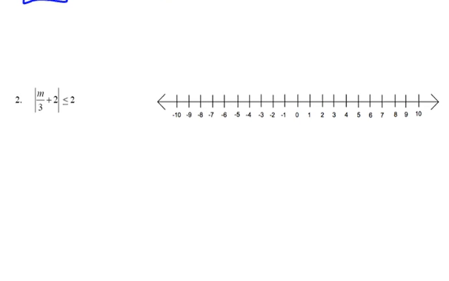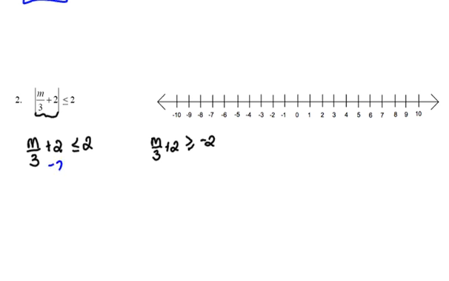The next example is the absolute value of m divided by 3 plus 2 is less than or equal to 2. Now my absolute value is by itself, so I can go ahead and set up my two equations. M divided by 3 plus 2 is less than or equal to 2. My second equation is again the stuff inside the absolute value, m divided by 3 plus 2, but this time you change your inequality to greater than or equal to, and you change that 2 to a negative 2.